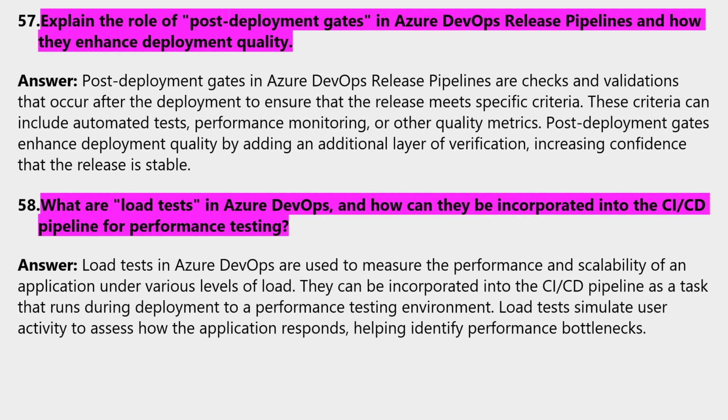What are load tests in Azure DevOps and how can they be incorporated into the CI/CD pipeline for performance testing? Answer: load tests in Azure DevOps are used to measure the performance and scalability of an application under various levels of load. They can be incorporated into the CI/CD pipeline as a task that runs during deployment to a performance testing environment. Load tests simulate user activity to assess how the application responds, helping identify performance bottlenecks.